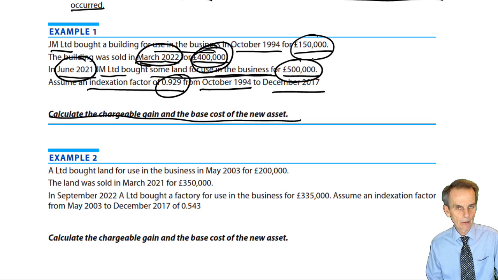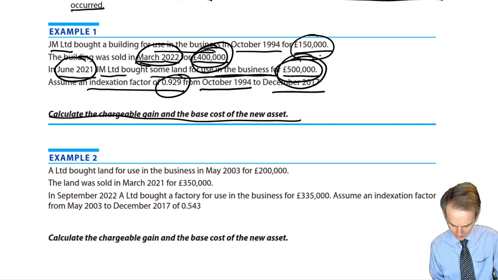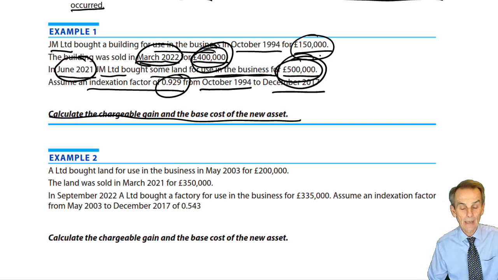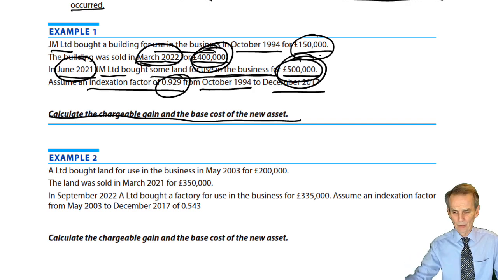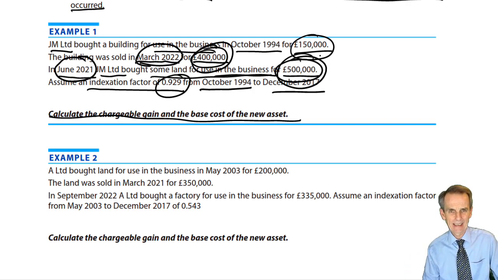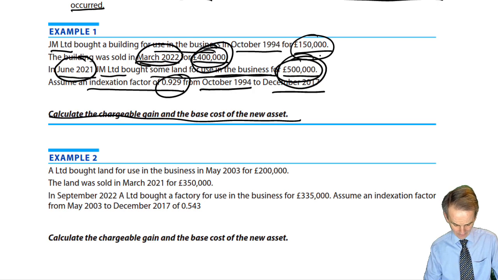Full rollover relief, as we've seen, is available here. That therefore means that the base cost of the newly acquired property, this land used in the business that had cost £500,000, that'll be reduced by the extent of the rollover relief, meaning that with its lower cost for the future, then a bigger gain will arise.